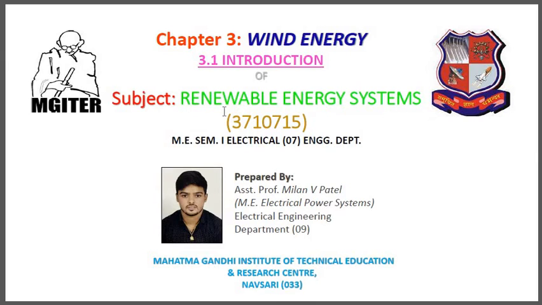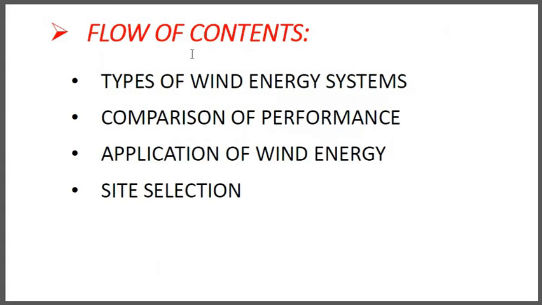The subject code is 3710715 of the ME SAM First Electrical Engineering Department. So, flow of contents. First one is types of wind energy systems, comparison of performance, applications of the wind energy, site selection criteria for the wind energy system.